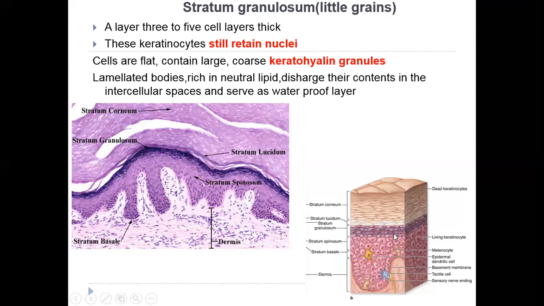So the waterproof property of the skin is because of the lipid that is produced by lamellated bodies at this layer.